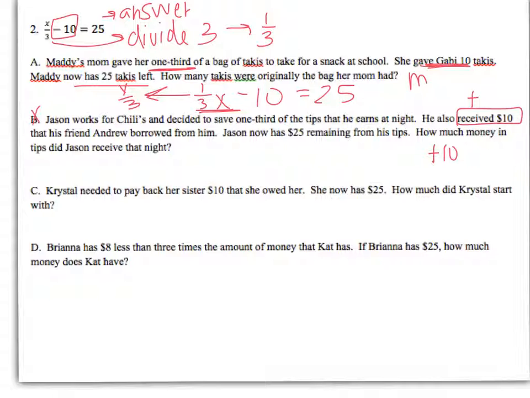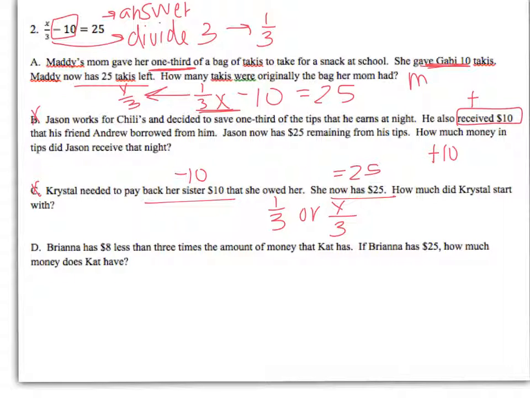C, Crystal needs to pay back her sister $10 that she owes. She now has $25. How much did Crystal start with? So we have the pays back, or owes, that is the minus 10. She now has 25. But again, the 1/3 or the x divided by 3 is not accounted for, so C does not match.